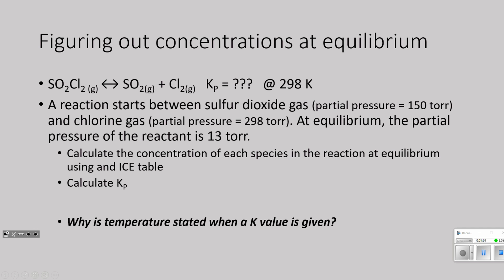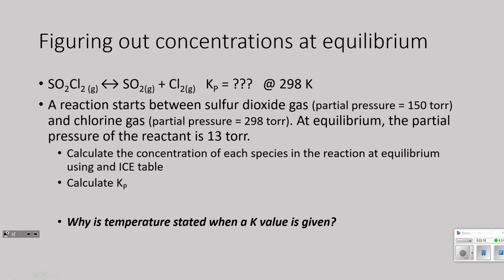What makes this different is that I'm not just giving you the equilibrium pressures for everything. Because if I did, products over reactants, done. Easy. This is giving you the starting amount of two different things. And it's giving you the ending amount of one thing.